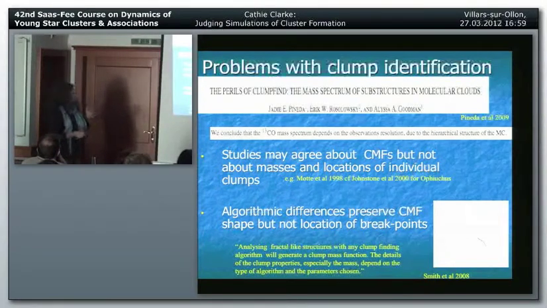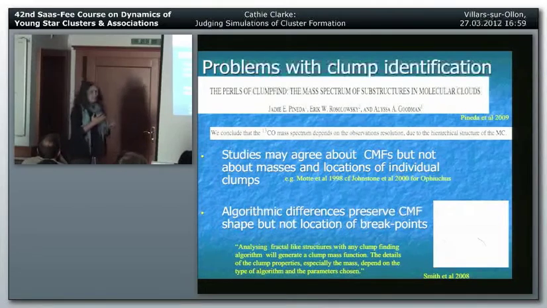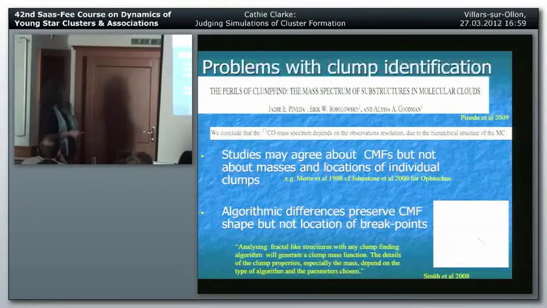Of course, if you have a simulation, you can play with your simulation and observe it just as an observer would and run all the same algorithms on it. And there are a couple of nice papers by Rowan Smith and Ian Bonnell and collaborators doing just that. And again, a bit in the same spirit as this Pineda reference, they found that the breaks in their resulting clump mass functions were very dependent on the algorithm that they used. And here's the quote: analyzing fractal-like structures with any clump-finding algorithm will generate a clump mass function, but the details of the clump properties, especially the mass, depend on the type of algorithm and the parameters chosen.